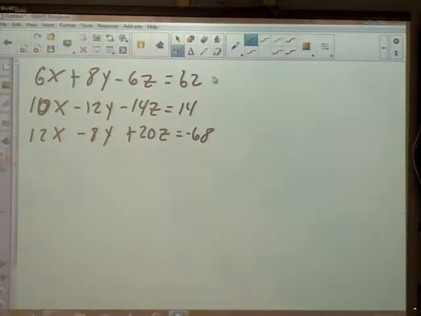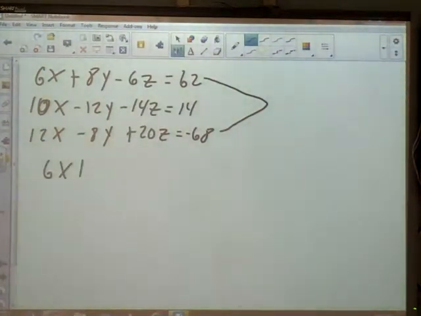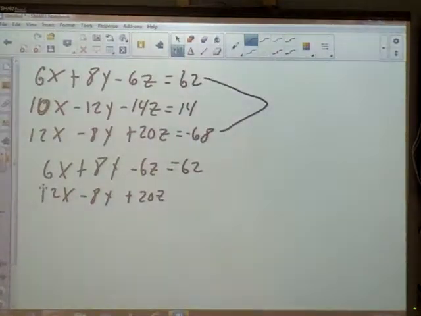So to start with, I'm going to put the first one and the last one together and eliminate the y's on it. So I'm going to have 6x plus 8y minus 6z equals 62. And then 12x minus 8y plus 20z equals negative 68.